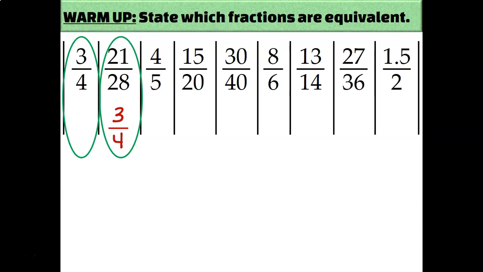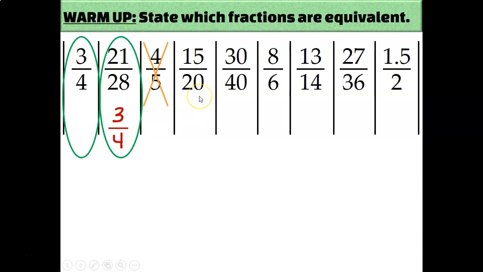But remember that in order to reduce, you have to divide, not subtract. So just because I could subtract 1 from both of these numbers on 4/5, 4 minus 1 would be 3, 5 minus 1 would be 4, that's not how reducing works. So 4/5 is not equivalent to the first two.